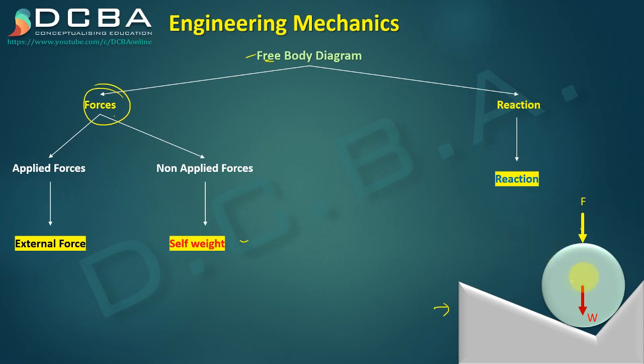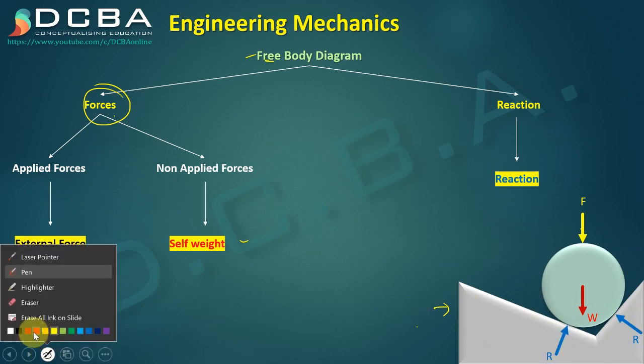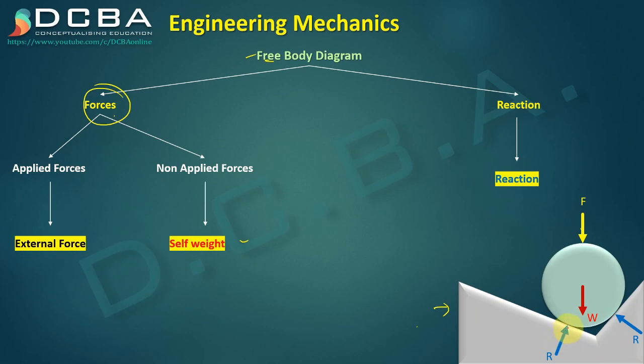Next we have reactions. Now this ball or this sphere is sitting on this platform. The reason that it is able to sit on the platform is because the platform is giving this ball a reaction. So where and how are the reactions given? These are the two reactions that the platform is giving to that ball, and the reaction will always be normal to that platform or to the surface on which the object is there.